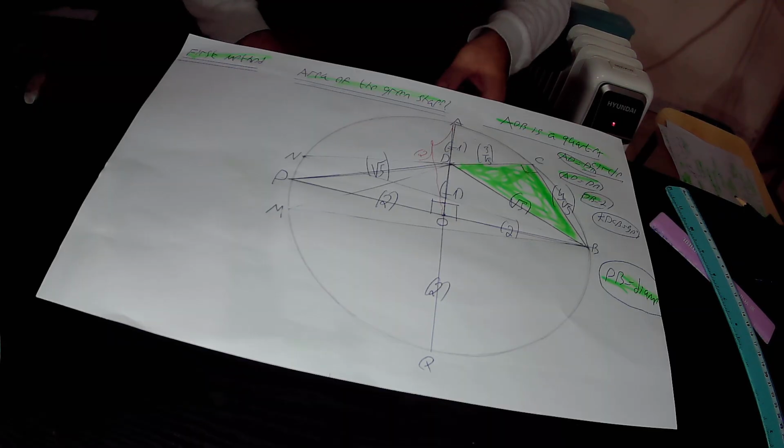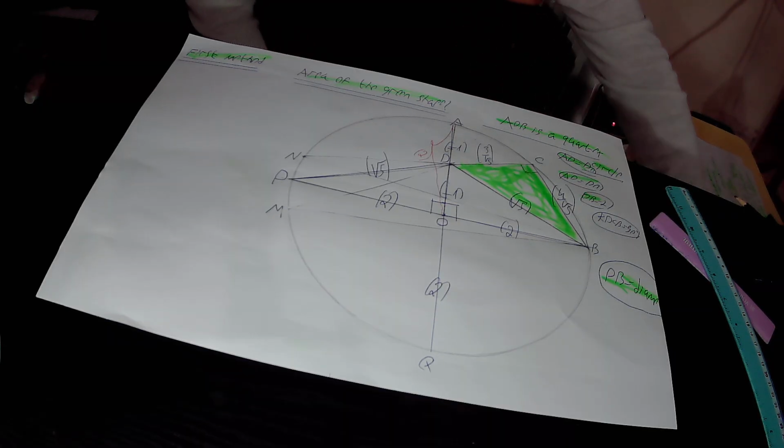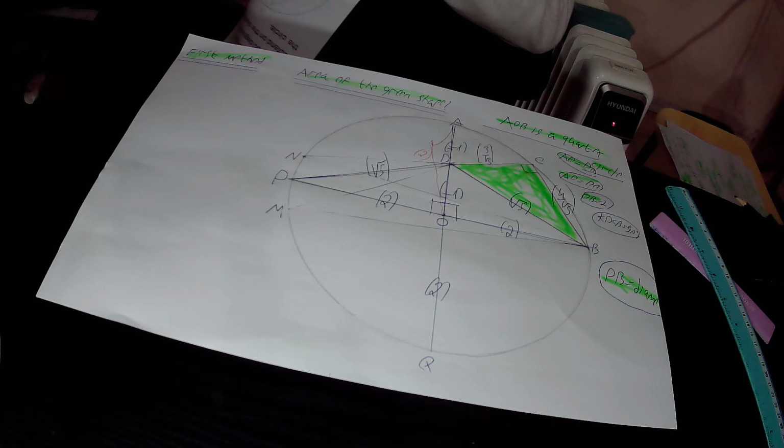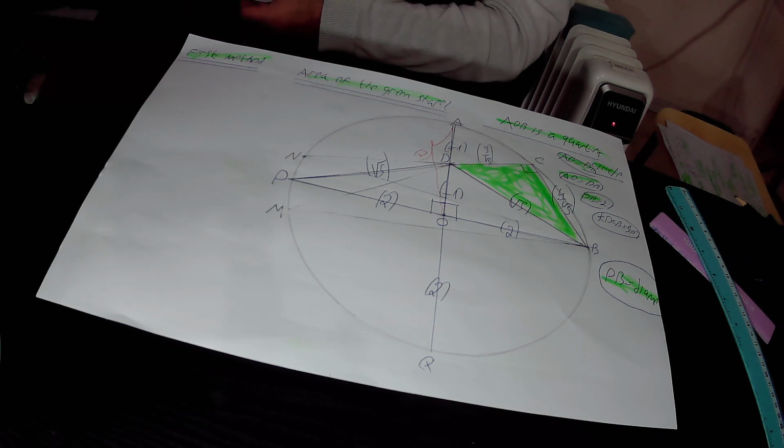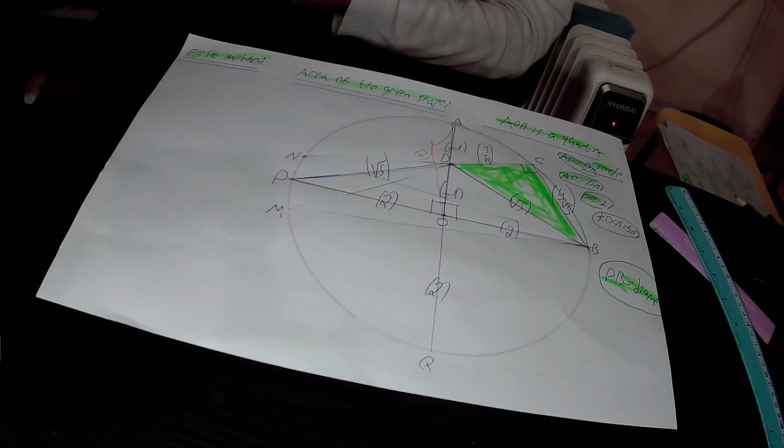Okay, and the next step, we implemented rule 24 in our drawing. Rule 24 is about two chords that intersect with each other in a circle.